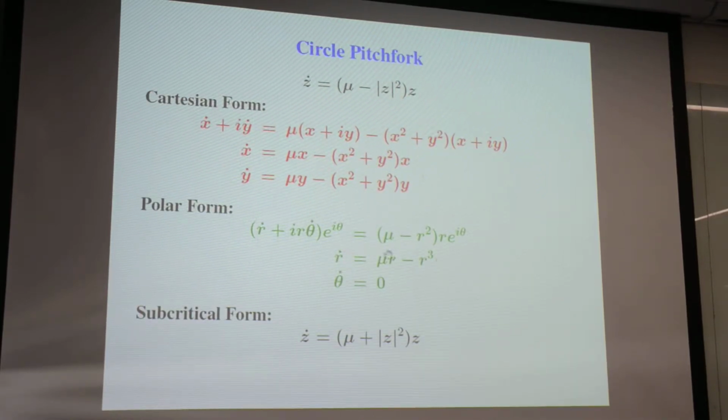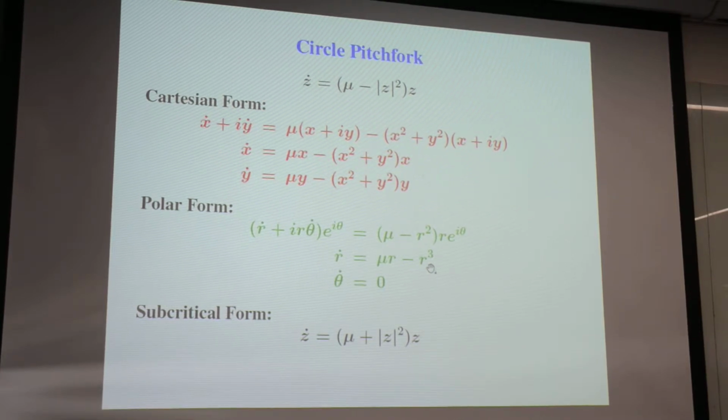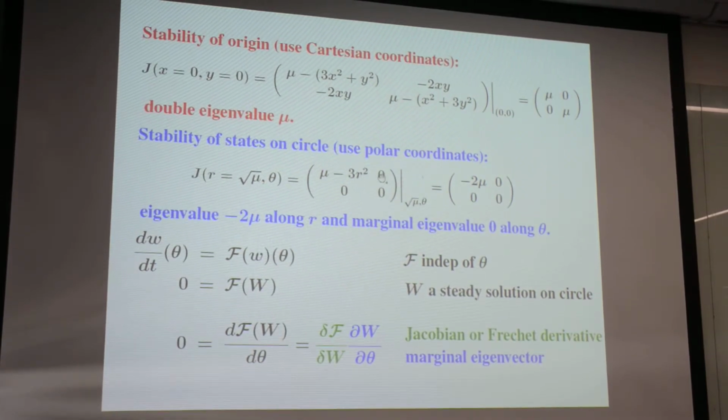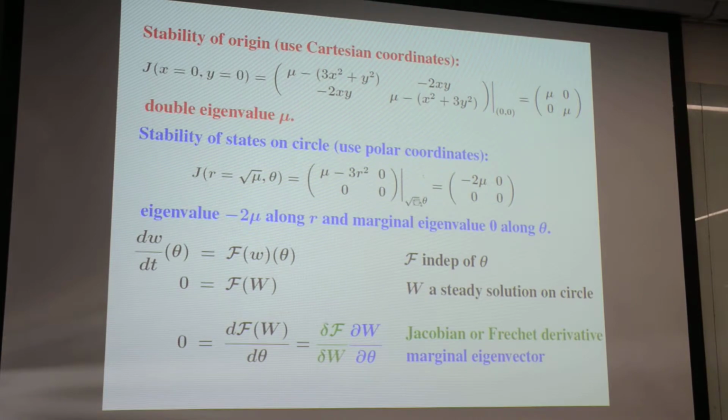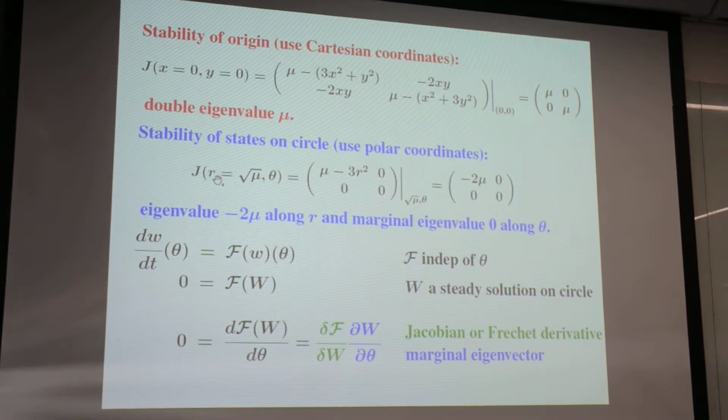Let's take the derivative of this with respect to r. We'll get mu minus 3r squared. The derivative with respect to theta is 0, and everybody else is going to be 0. Let us evaluate this. Remember the points, here I don't have an alpha, I took alpha equal 1. The points on the circle are r equals square root of mu. So let me put in mu minus 3 mu. That gives me minus 2 mu.